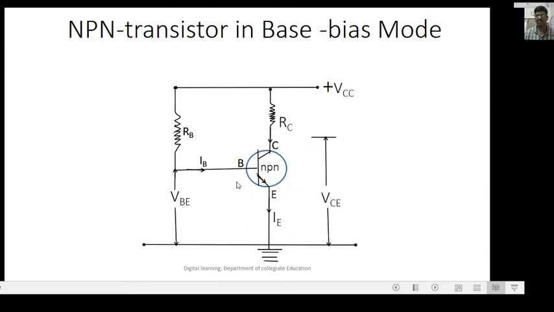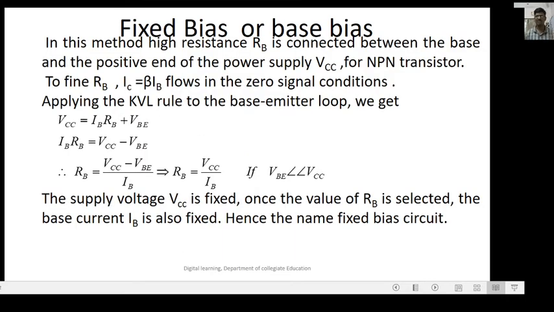So base, collector, emitter. Here the current always flows to the emitter and from the transistor to the ground. So the emitter current is always from the transistor to the ground. This is known as an NPN transistor. Here VCE means the voltage drop measured across the collector to emitter section. So this is the NPN transistor in base bias mode, also known as fixed bias or base bias.